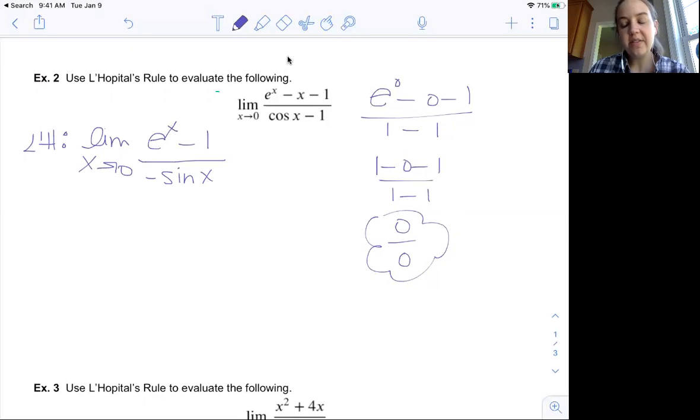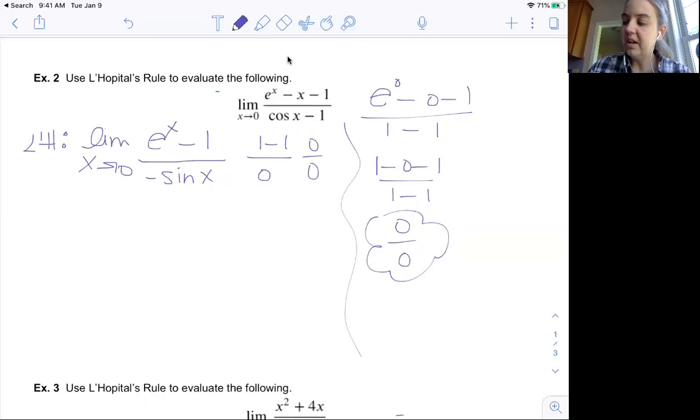So we have to check that 0 again. This becomes e to the 0, which is 1, minus 1. And then in the denominator, sine of 0, well, that's 0. So now I'm left with 0 over 0 again. Well, shoot, that's not an answer.